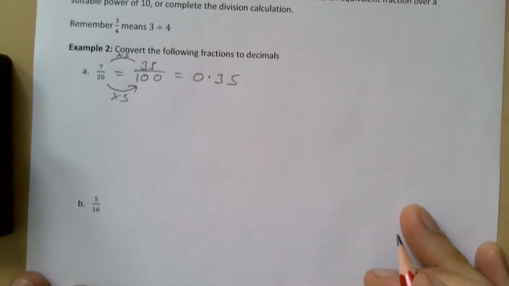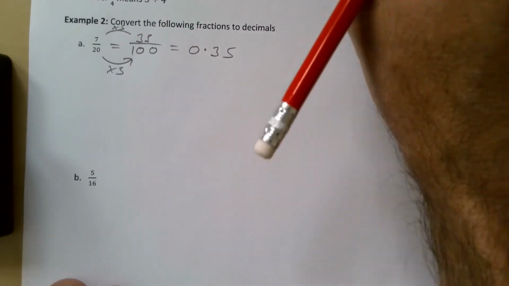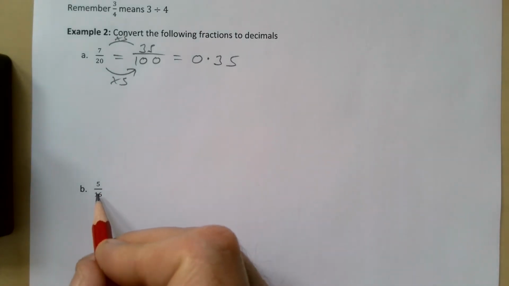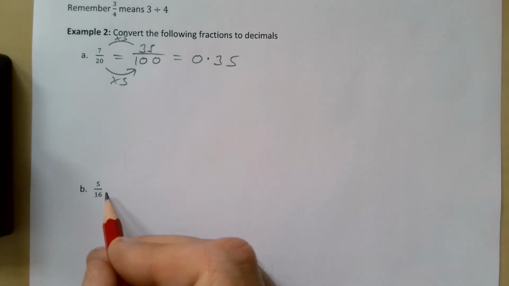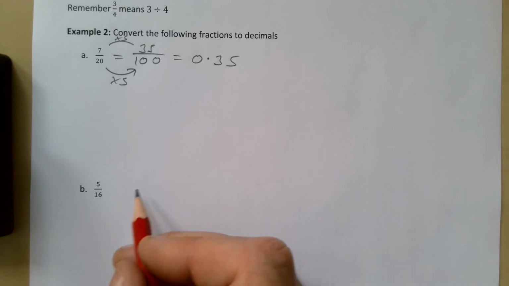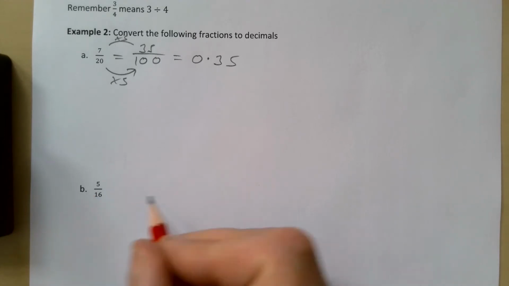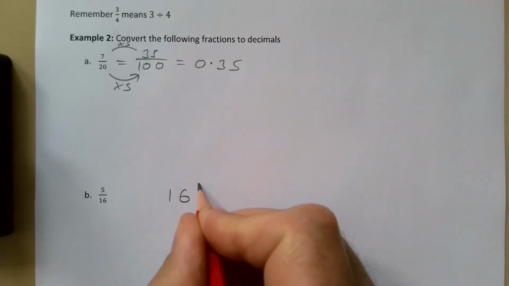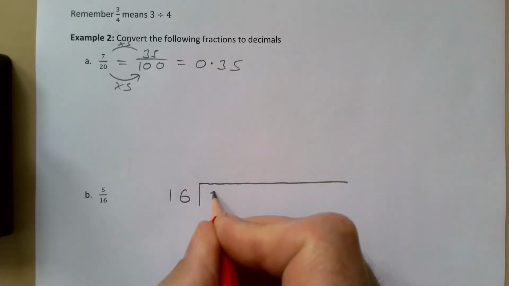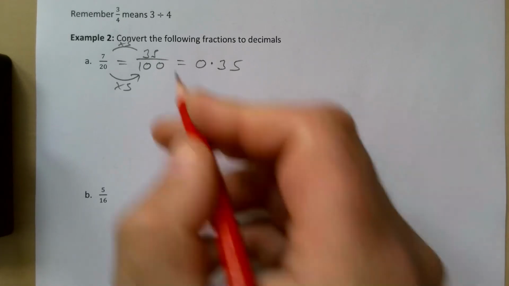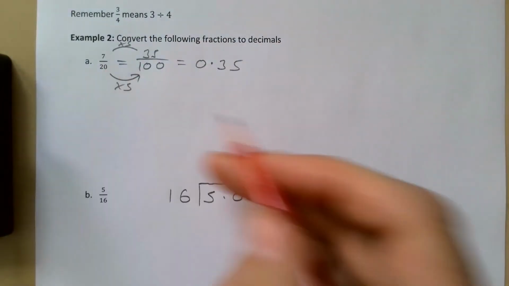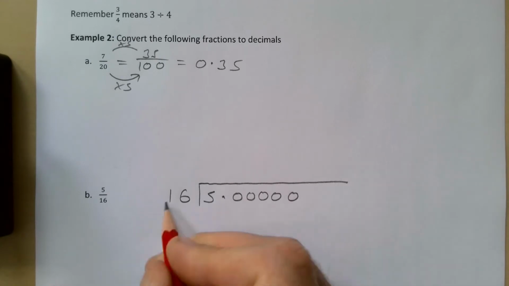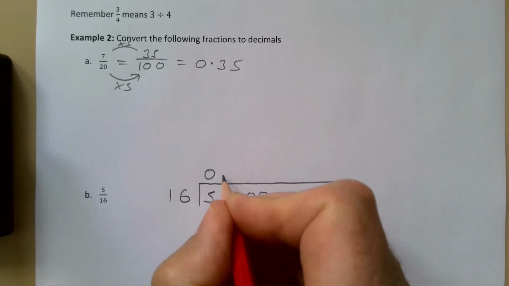The next one is 5/16, and you can do this for any fraction in the world. That will always work. This one's quite hard to get up into powers of 10, so it's either 10 or 100 or 1,000. It doesn't divide into any of those, so we're better just doing a division. So I'm going to do 16 divided by 5. It'll work for anything. It'll work for 3/4 up there, and for 7/20 if you want to do it this way. Always totally fine.